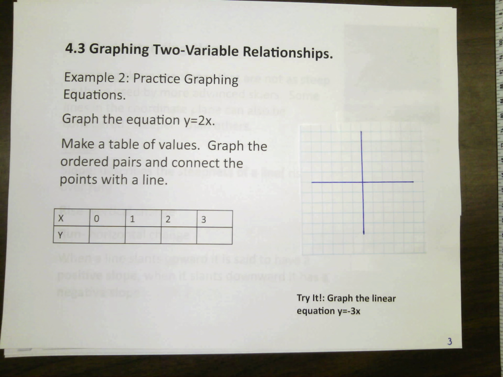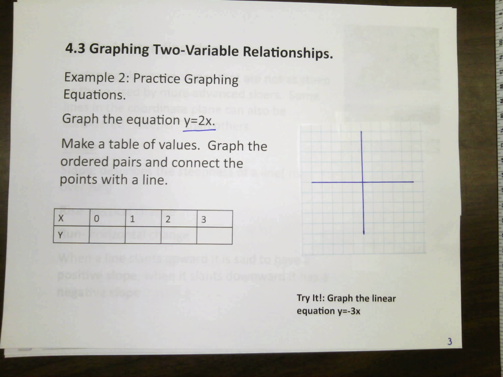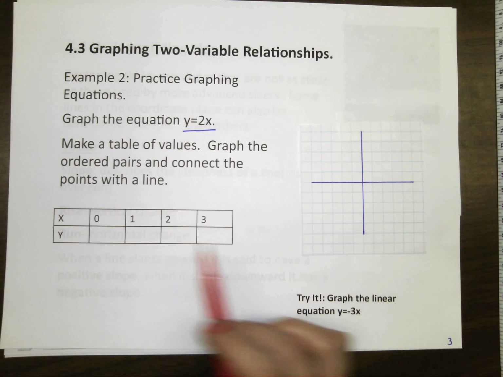So example 2, you're going to practice graphing equations. In some problems, it's going to ask you to graph a given equation. Now to start this, we're going to use what we learned in previous sections, and it's easiest if we can first make a table. That way we can see where these points are going to be.